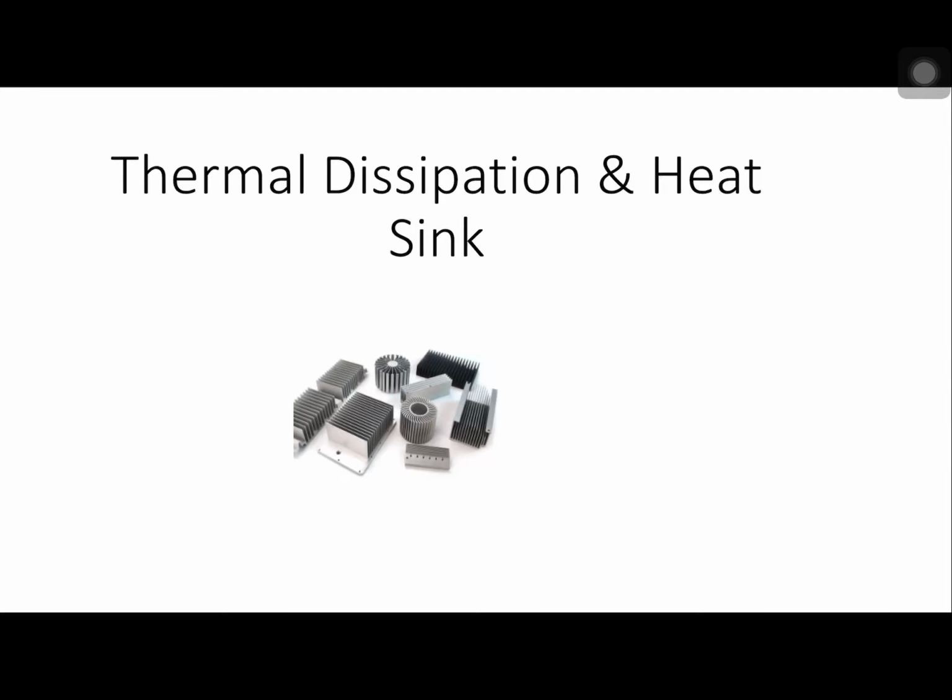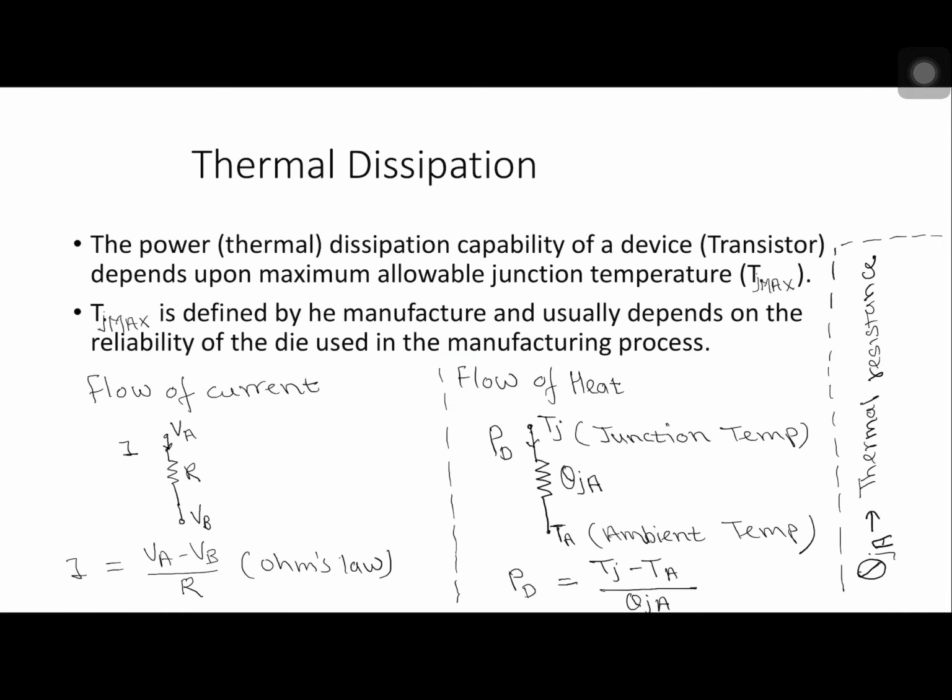Today we are going to discuss thermal dissipation and heat sink. Now, thermal dissipation. To understand thermal dissipation, let us take an example of current flow. This is a node A with potential VA and node B with potential VB. Whenever there is a potential difference between two nodes, a current flows from A to B. That current flow is given by Ohm's law.